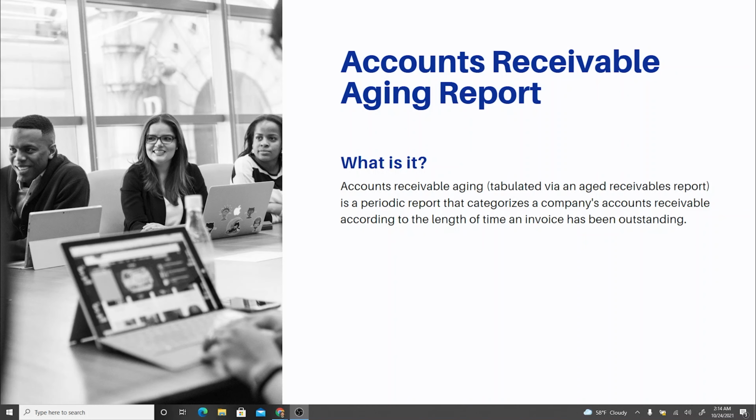If you are interested in doing an accounts receivable aging report, companies want to know if their sales are being paid, and if they're being paid on time. That is going to be affecting their cash flows and their ability to buy raw materials and continue their business as they go on. So what is an accounts receivable aging report? It is simply a way to tabulate your receivables in a periodic report that categorizes a company's accounts receivable according to the length of time an invoice has been outstanding.